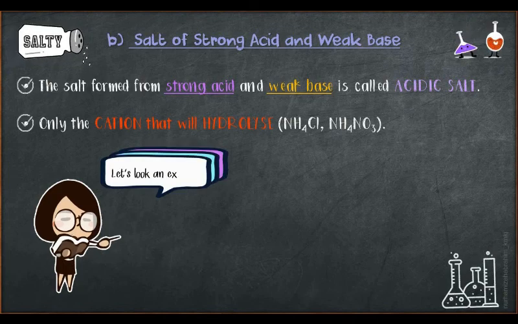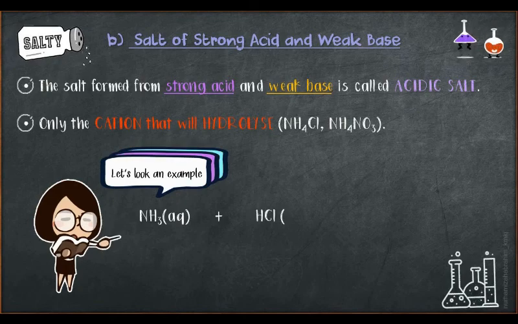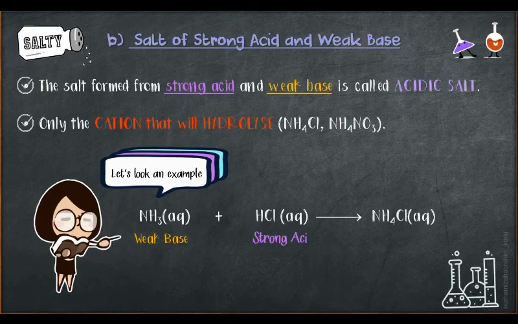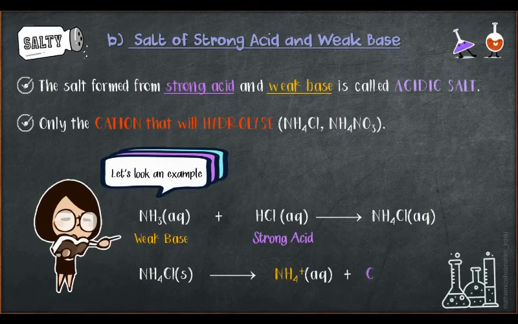Let's look at an example of this type of salt, such as ammonium chloride. Ammonium chloride is formed from ammonia reacting with hydrochloric acid, where ammonia is a weak base and hydrochloric acid is a strong acid. When the salt ammonium chloride dissolves in water, it will produce ammonium ion, NH4+, and chloride ion, Cl-.